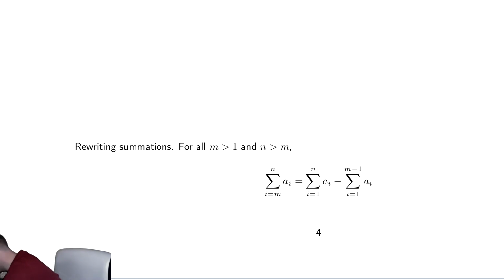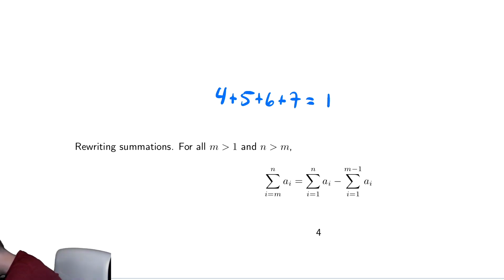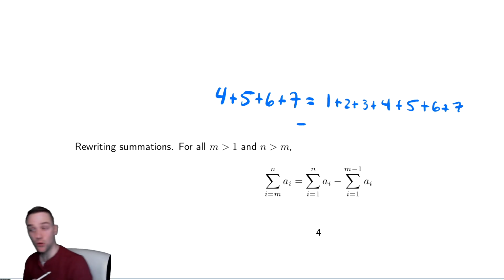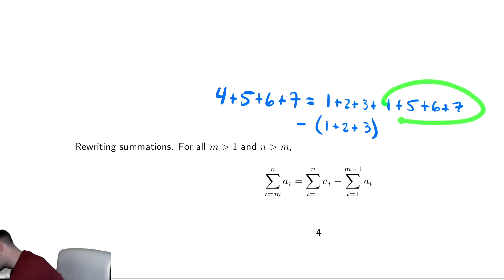If I want to add up the numbers 4 plus 5 plus 6 plus 7, one way to add that up is to add up 1 plus 2 plus 3 plus 4 plus 5 plus 6 plus 7, and then subtract away all the numbers I do not want to add up. So I'm going to subtract away 1 and 2 and 3, and now the 1, 2, and 3 will all cancel out, and I'm left with what I started with.